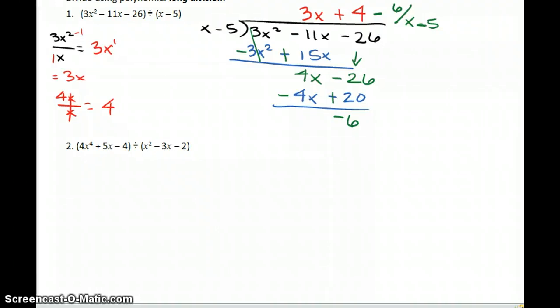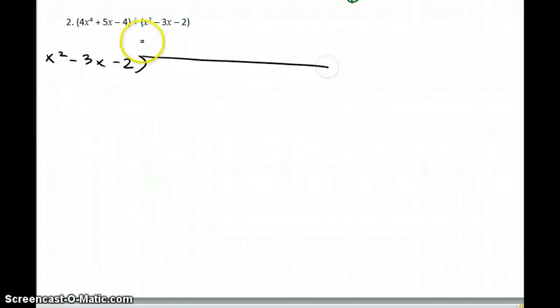I want you to look at it though and think back to what we did when we did synthetic division, and see if you can predict what I'm going to do here in just a moment. I don't have a problem with this. X squared minus 3x minus 2, and this will still be the same. This is 4x to the 4th.